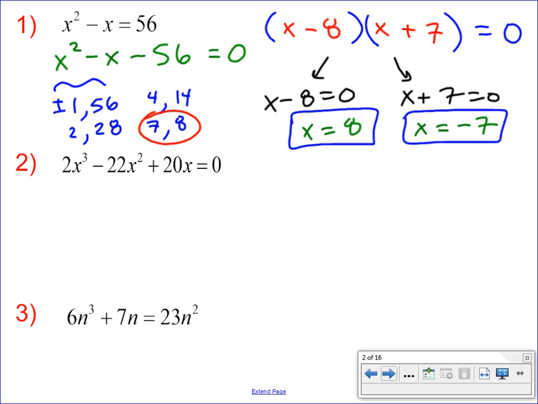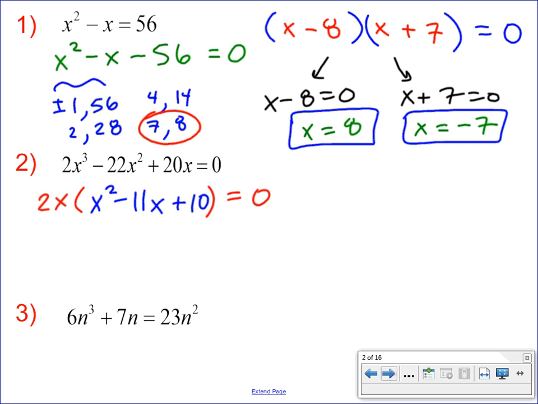I said, you know, there's a greatest common factor. And what was it? 2 and x. Absolutely, thank you. So Kendall factored out a 2x, and that chunked down my remaining trinomial to smaller numbers. So after factoring out a 2x, we were left with x squared minus 11x plus 10.